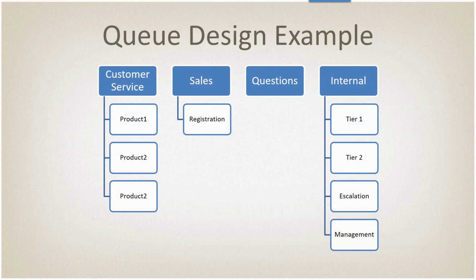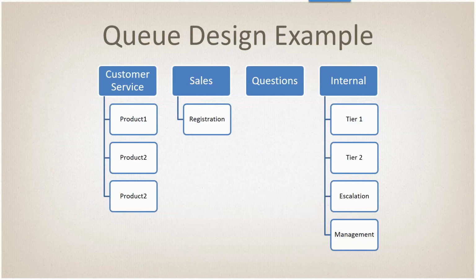So here is a possible queue design. We have customer service, then we have product queues kind of below that, then we have sales and registration, because again, we can have an external queue that is not customer support related. So for instance, what if we have registration or other types of sales questions? So we have sales at mycompany.com. I can just send an email into that. It gets routed to a queue that the salespeople monitor, not customer service. Same kind of thing happens.